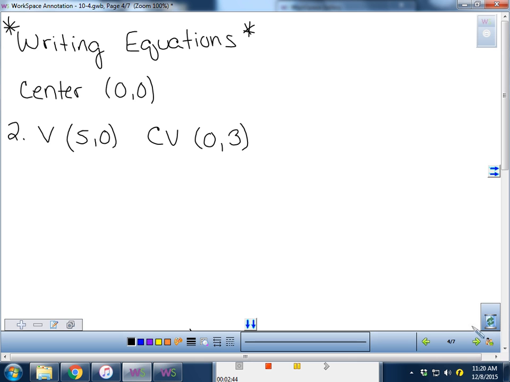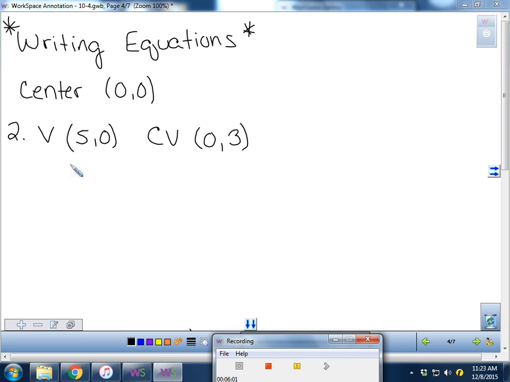So let's practice writing equations with a center at 0, 0. I'm not going to give you any that have a center that's somewhere else. All right? So let's take a look at these.